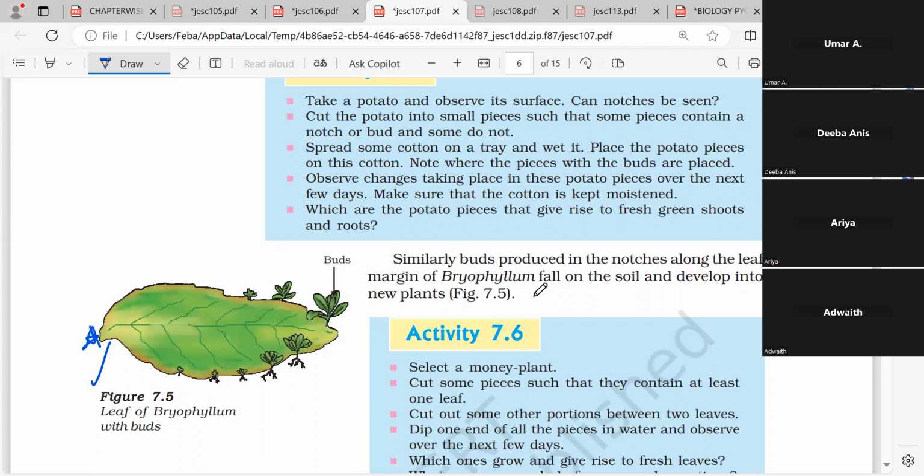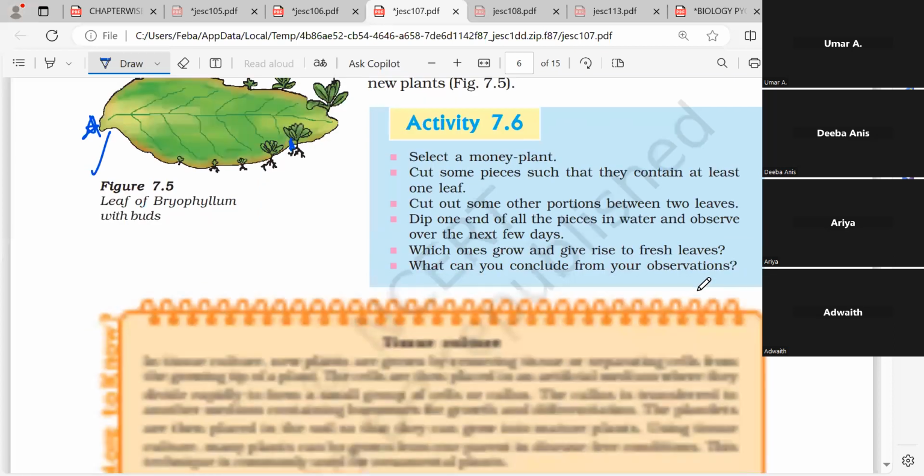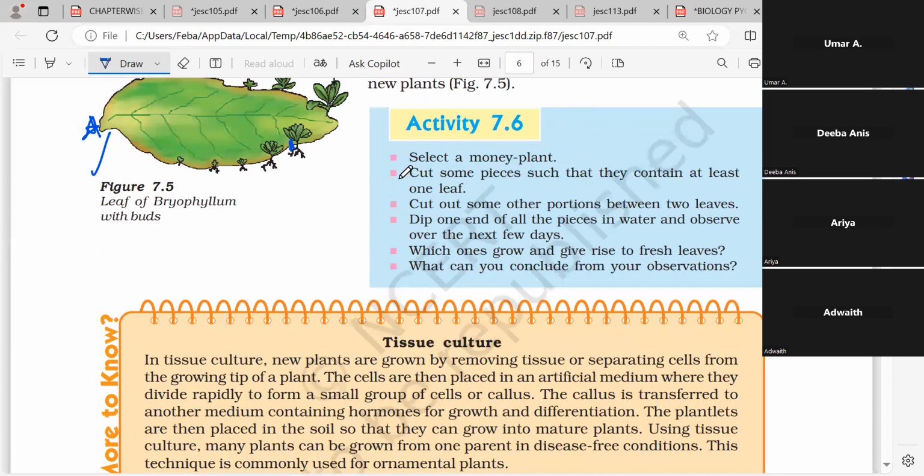Bryophyllum, what is the peculiarity of Bryophyllum? The leaf is the propagule over here. The leaf has got notches through which new plant parts can arise. If the leaf falls on the soil, it develops into a new plant. Then the money plant also has a stem with at least one leaf on it. It can develop into a fresh, new plant.